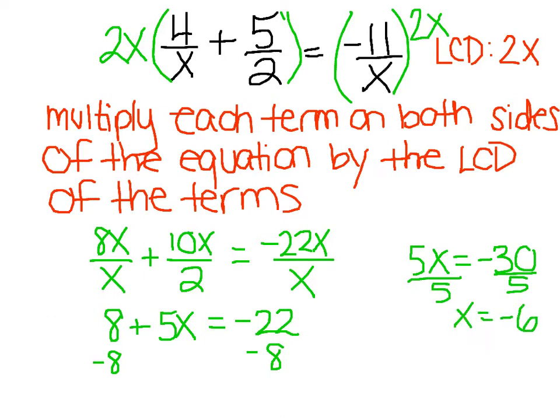This is going to give us the one solution. It takes away that extraneous solution of 0, because as we can see, we still can't divide by 0. And you should check your solution, but since we already did that, we don't need to do it again. So again, multiply each term on both sides of the equation by the least common denominator of the terms.